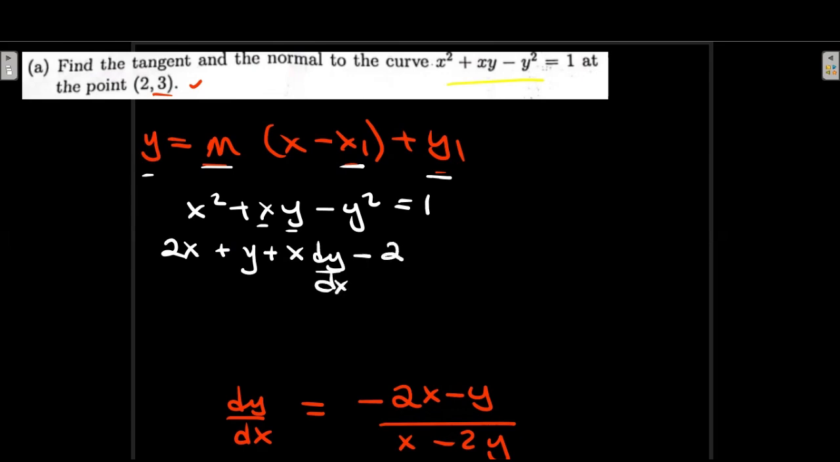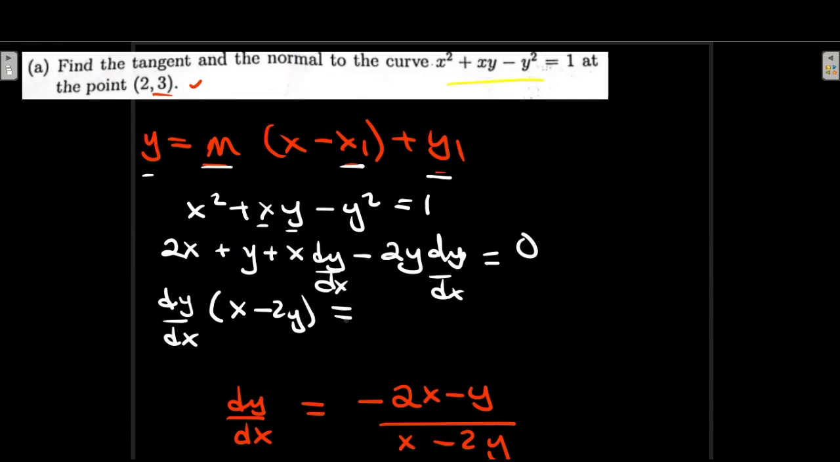Then there again, that will be 2y dy/dx, like that. And that 1 is a constant, so that gives me 0. So I can factor out dy/dx from these parts that have the dy/dx, and that will be x minus 2y. Then this will be equal to, I can take the 2x and the y to the other side, and they become negative, so that will be negative y. Then when I divide both sides by x minus 2y, I'll just get this here in red, which is dy/dx is equal to that there.